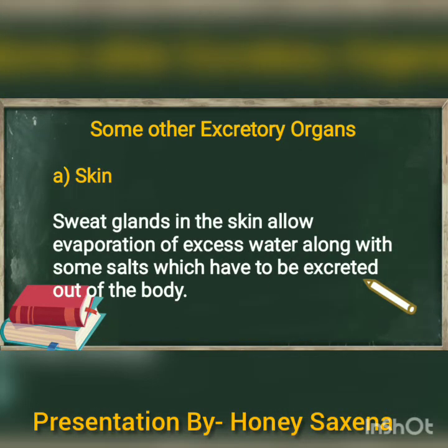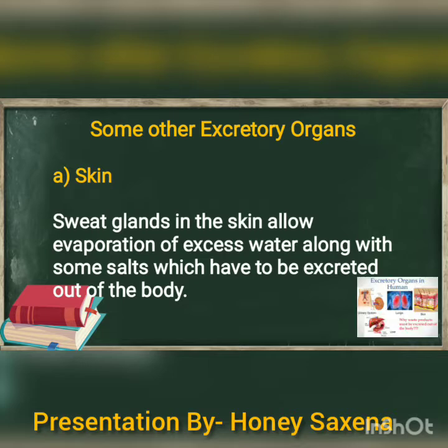Now let's see other excretory organs present in our body other than the kidney. The first excretory organ is skin. As you all know, we sweat in the summer. When sweating happens, it means we are removing excess water present in our body in the form of salt ions. So we can say that sweat glands in the skin allow evaporation of excess water along with some salt which has to be excreted out of the body. In this way we remove excess water with the other salt ions present in our body.